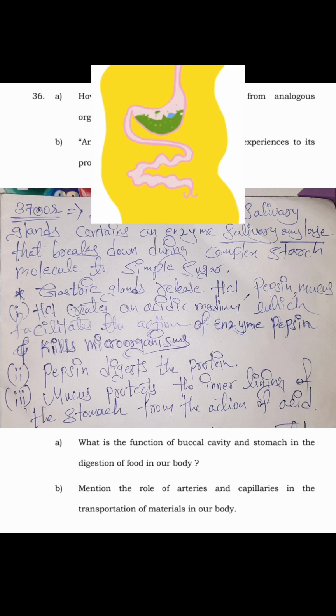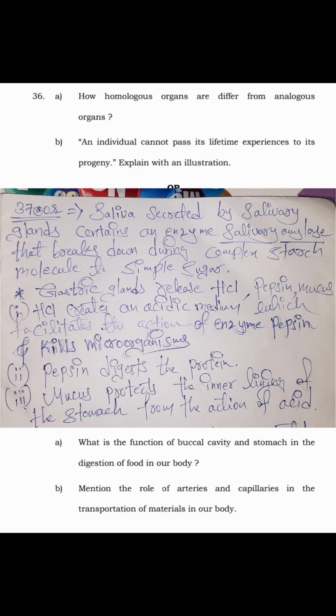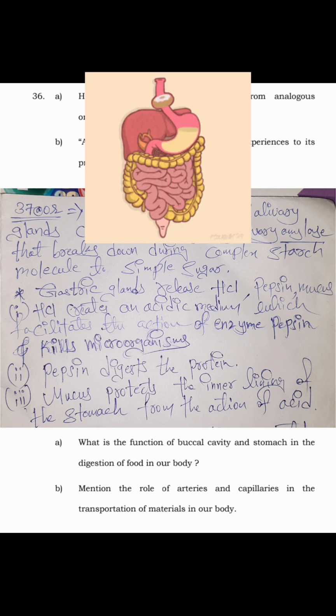Next, stomach. In the stomach, gastric glands are present. They release hydrochloric acid, pepsin, and mucus. The function of HCl is creating an acidic medium. Here pepsin will become active. Also the hydrochloric acid kills the microorganisms. Pepsin digests the proteins. And the function of mucus is protecting the inner lining of the stomach from the action of acid.